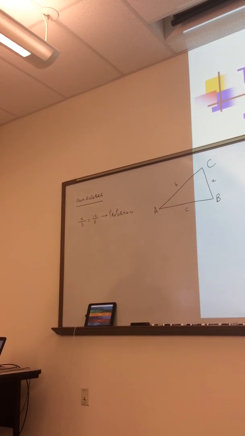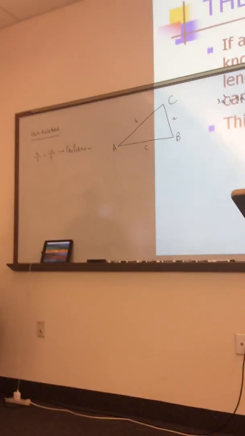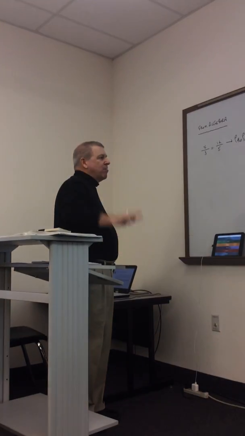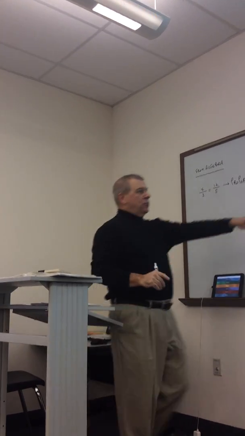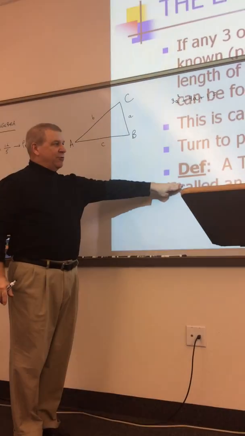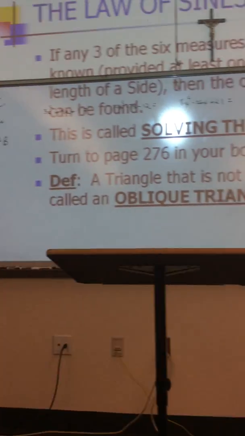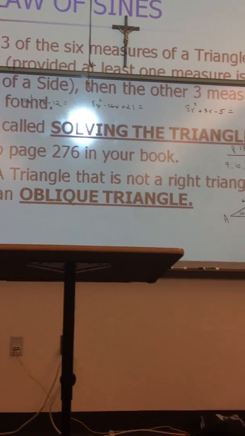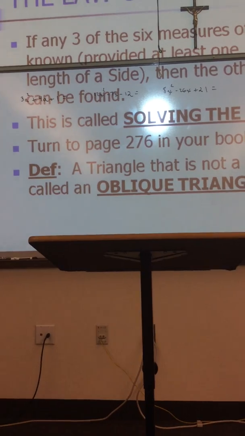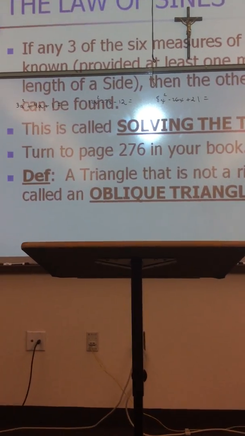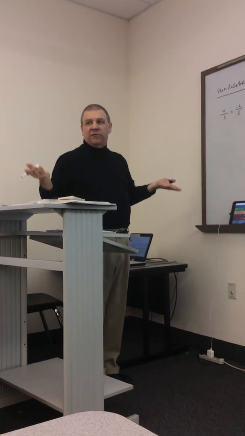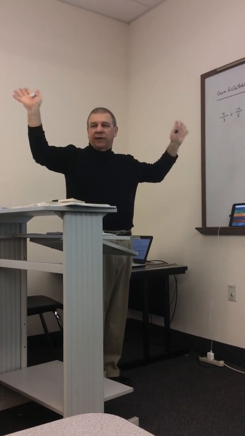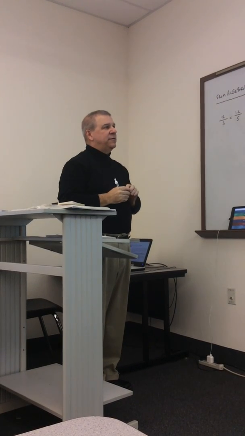Now, let's see here. Write down this definition real quick. That short definition. Write that down. That's a geometry term. If a triangle is not a right triangle, we classify them as oblique triangles. Okay? There's no right angles.